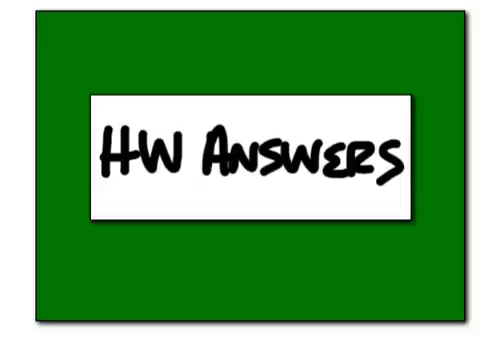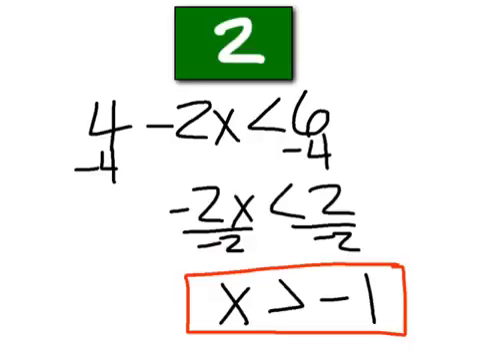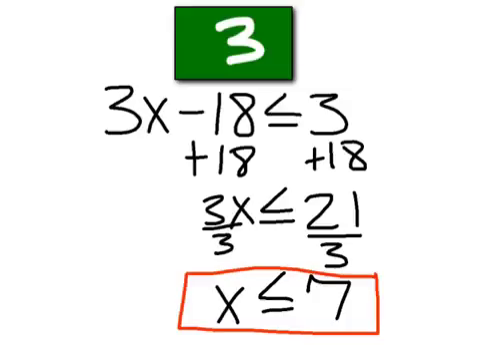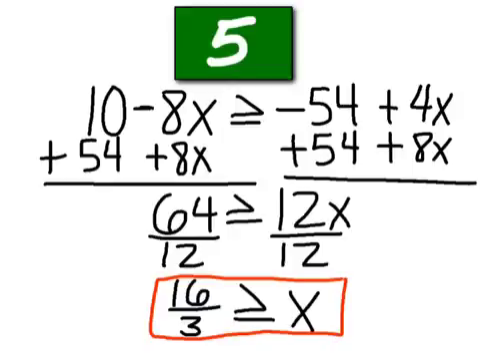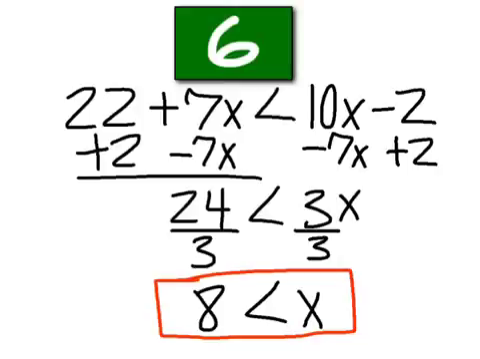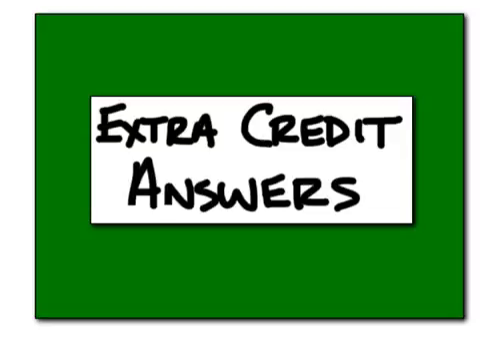Okay, homework check will be up here. Alright, number 1 should be x is less than or equal to 11. Number 2, x is greater than -1. And number 3, x is less than or equal to 7. Number 4 is 2 is less than x. Number 5 should be 16/3. 16/3 is greater than or equal to x. Number 6, 8 is less than x. Alright, questions on the homework?